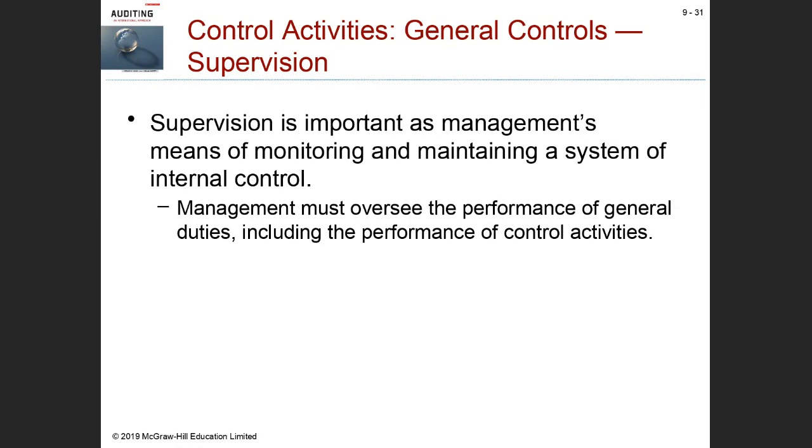The next general control is supervision. Someone monitoring. If someone's looking over your shoulder, what's the chance that you're going to do a better job? It's probably a higher probability. So supervision is important as a way for management to monitor and maintain the system of internal control. By supervising people, they ensure that people are carrying out the duties that they should be carrying out. So when you know that someone's watching, you're going to do a better job.